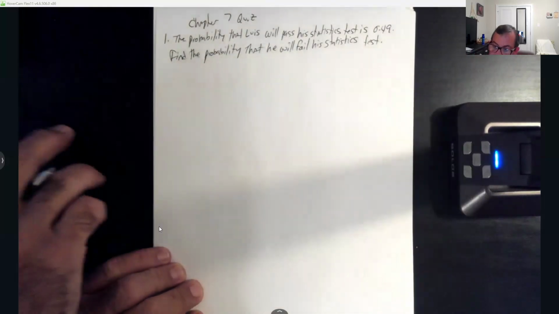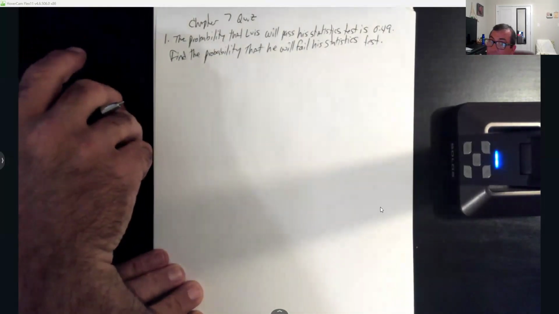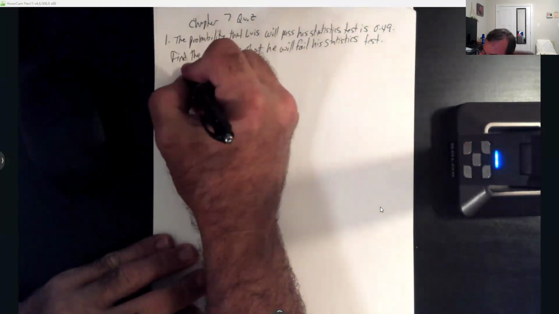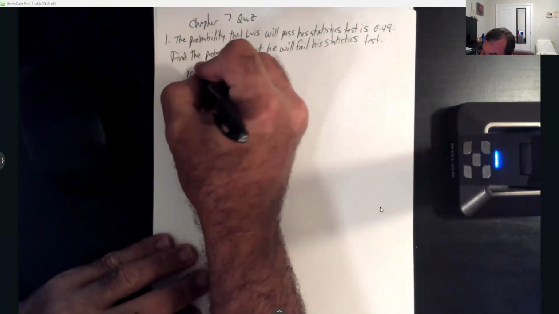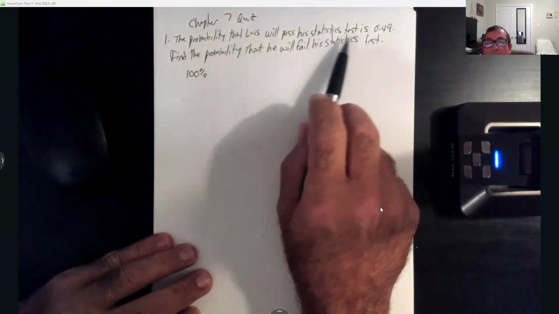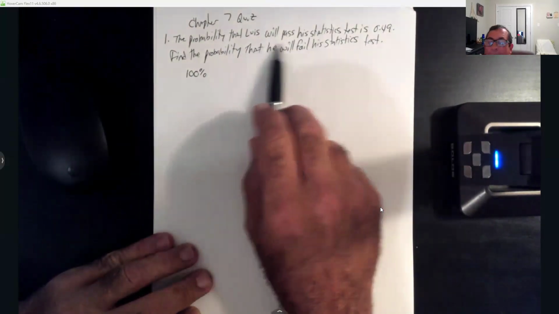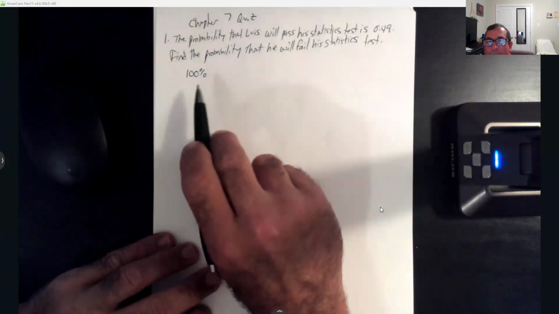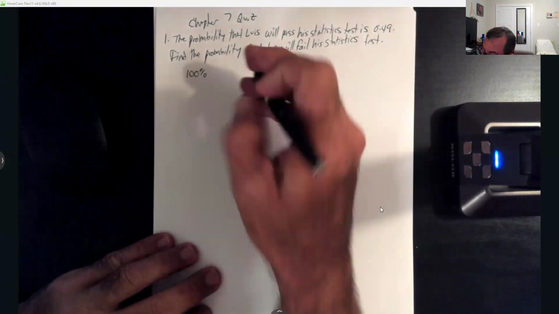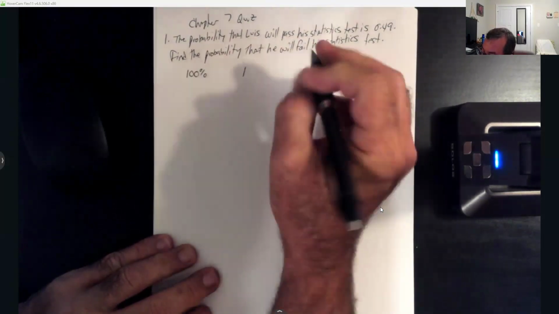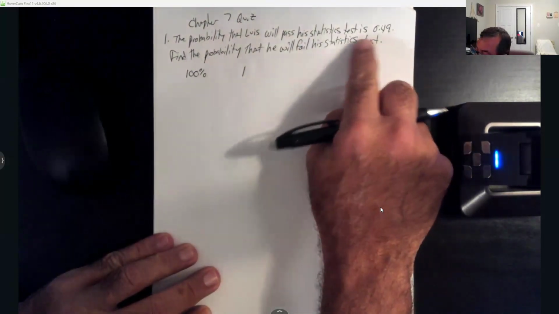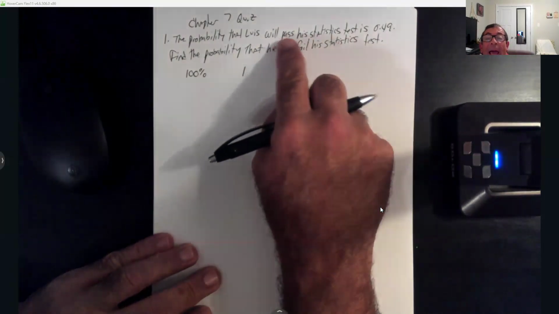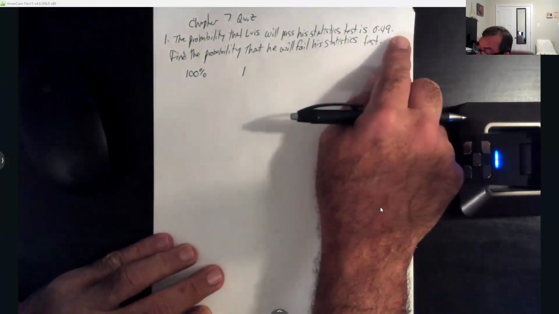So similar to one I did, I think, the other day, we looked at one about free throw shooting. So you start with the 100%. Now they're using decimal form. So decimal form for 100% would be 1. Now we're going to subtract the percent that he will pass his test, which was 0.49.